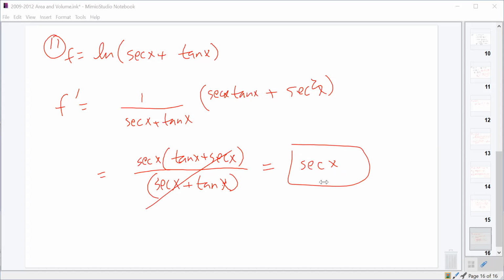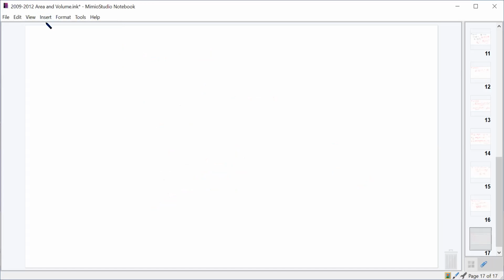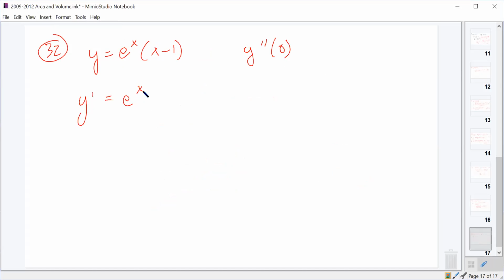All right, now we've got the long list of questions that Alex has typed in here. So next one on our list is 32. So 32, we've got y equals e to the x times x minus 1. And we want to know what is y double prime of 0. So first thing we need to do is find y double prime. So first thing in order to do that is to find y prime. This is a product rule. So it'll be first function times the derivative of the second plus the second function times the derivative of the first. Second function is x minus 1. Derivative of e to the x is just e to the x.